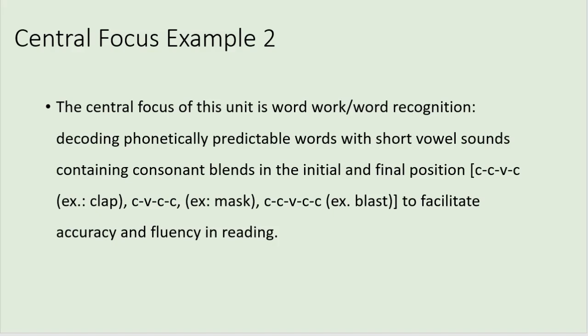So the goal we're teaching is a specific word decoding skill with specific kinds of patterns in it. And the reason this is important is this facilitates accuracy and ultimately fluency for students when reading, and those are critical features of comprehension. So those are two examples of a kind of central focus.